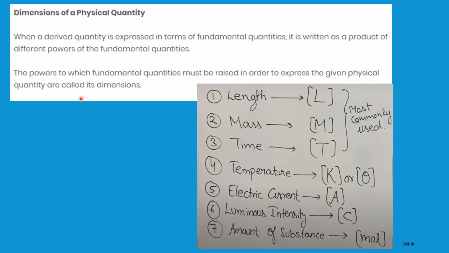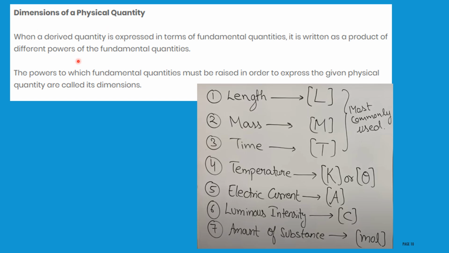Then what is meant by dimension? The powers to which the fundamental quantities must be raised in order to express the given physical quantity are called its dimensions. Here you have 7 fundamental quantities. The powers to which the fundamental quantities are raised to express the given physical quantity, we call its dimension.